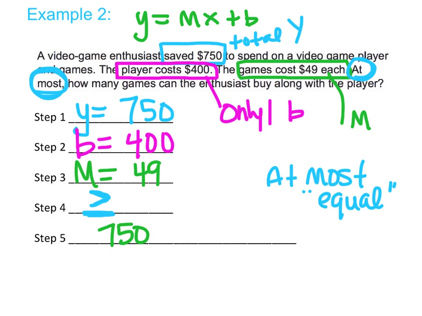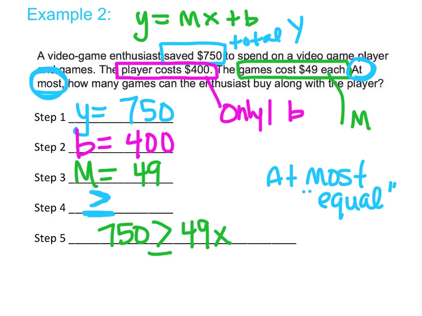$750 is all the money I have. That has to be more than or equal to all the things I buy. I'm going to buy a lot of video games. The M is going to come next in the equation. Each game costs $49. So 49 times however many games I play.